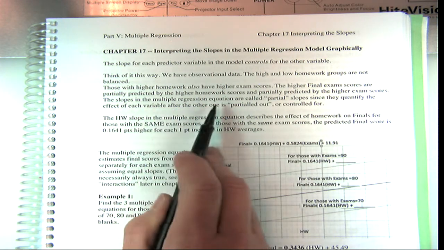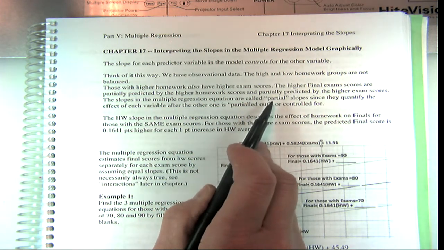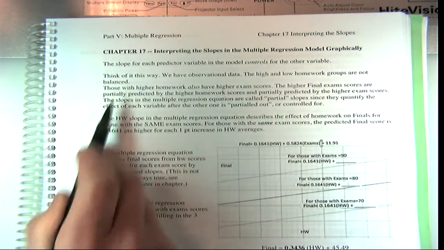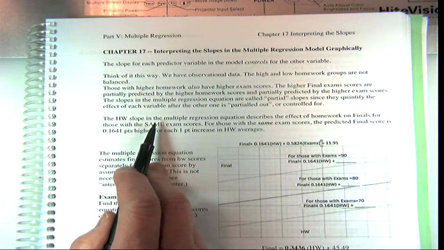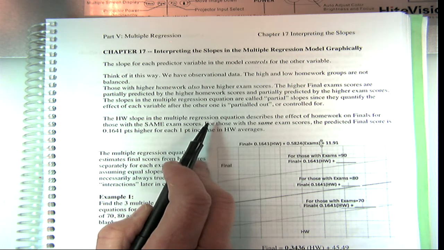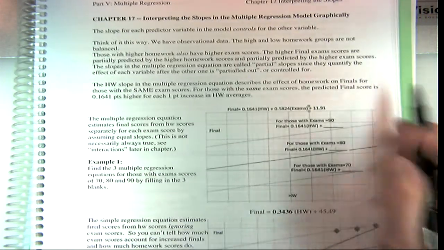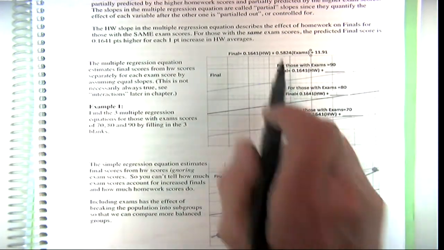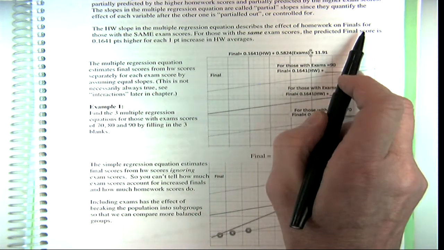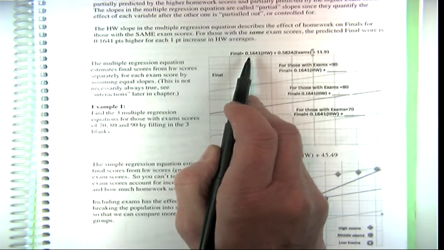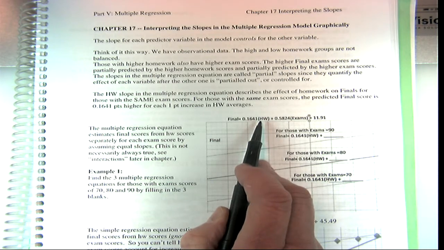So the slopes in the multiple regression are called partial slopes, since they quantify the effect of each variable after the other one is partialed or controlled for. I'm just repeating what we already know. The homework slope in the multiple regression, this homework slope right here, describes the effect of homework on finals for those with the same exam scores. Here it is, this homework slope right here, for the same exam score.